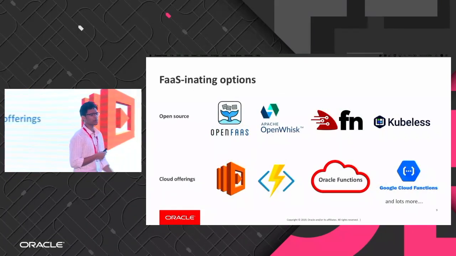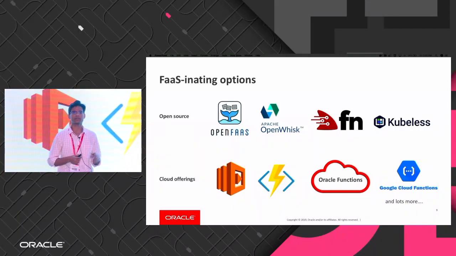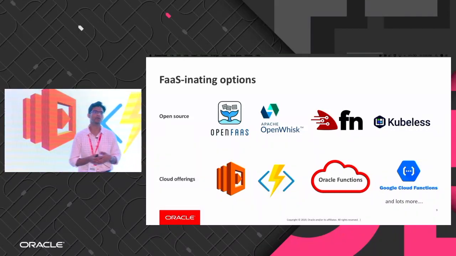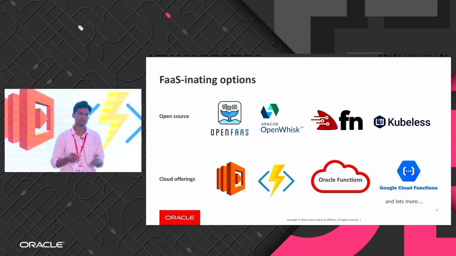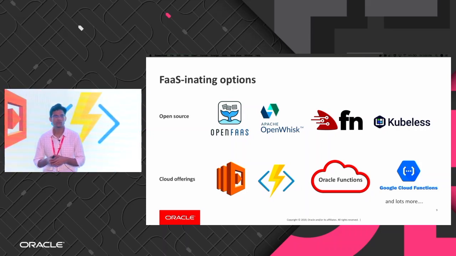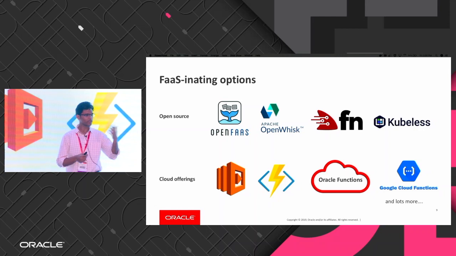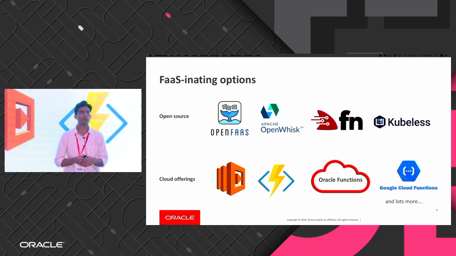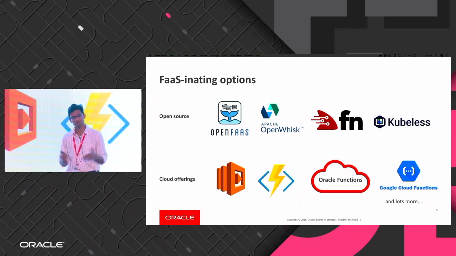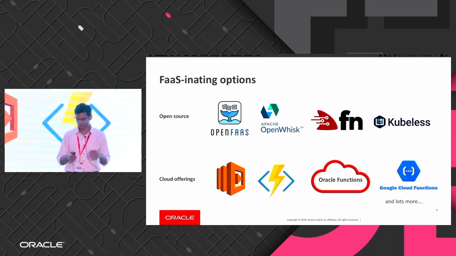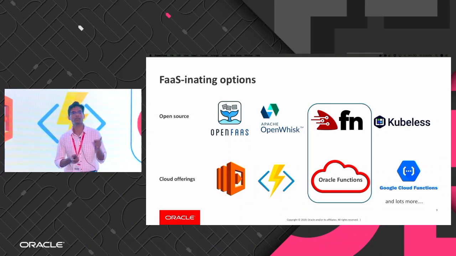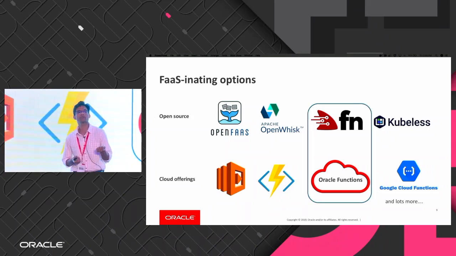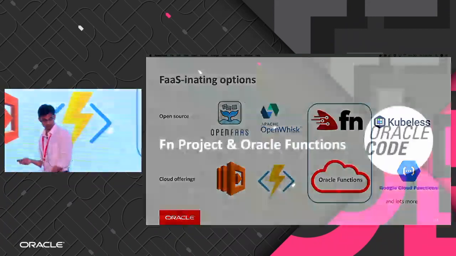And these are some of the options. By no means is this an exhaustive list, right? You have open source as well as commercial cloud vendors. Of course, Amazon is there. You have Azure Functions. You have Google Cloud Functions. And in the open source space, you have Kubeless, OpenWhisk, OpenFaaS. Recently, OpenFaaS went through some changes as far as its core contributor is concerned, but that's a different topic. But I'm going to focus on these two areas, which is the open source Fn Project, as I said initially, and Oracle Functions.